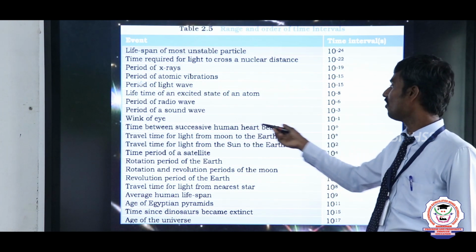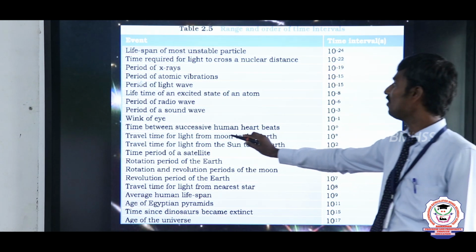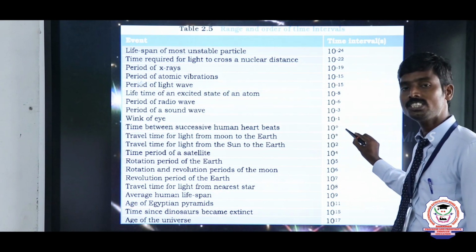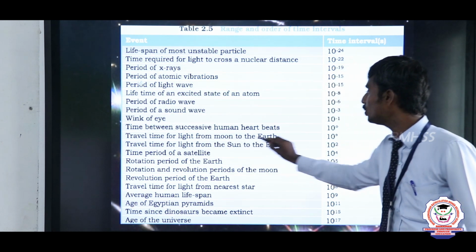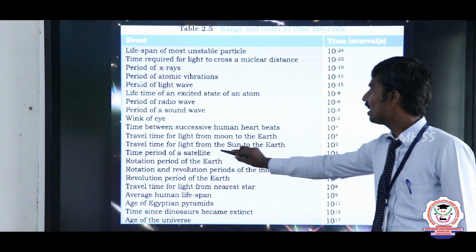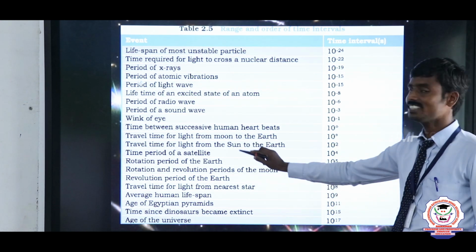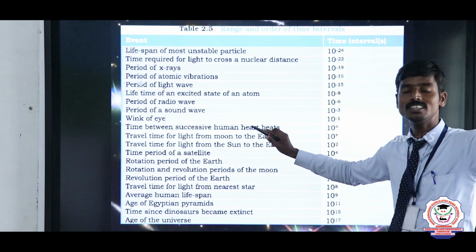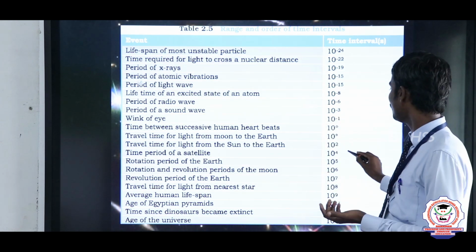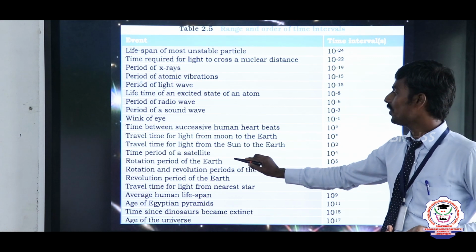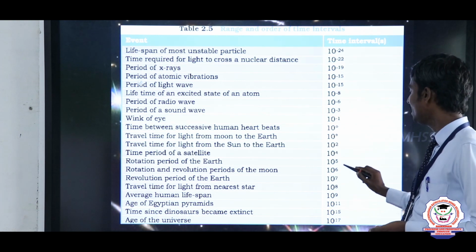Wings of our eye, 10^-1 second. Time between successive human heartbeats 10^0 seconds. Travel time for light from the moon to the earth 10^0 seconds. Travel time for light from the sun to the earth is 10^2 seconds. Time period of a satellite revolving in any orbit, which means our satellites revolving around a planet, is 10^4 seconds. Rotation period of earth is 10^5 seconds. Rotation and revolution period of moon is 10^6 seconds.